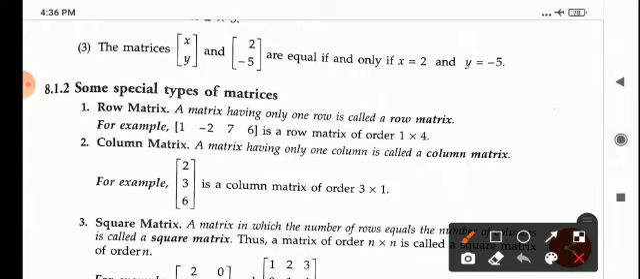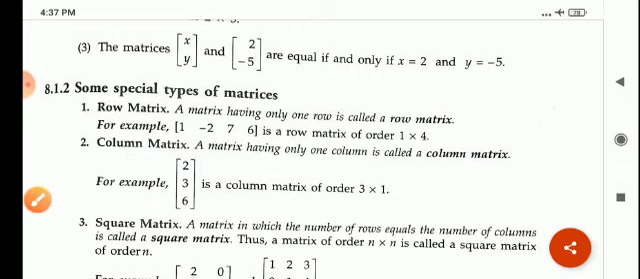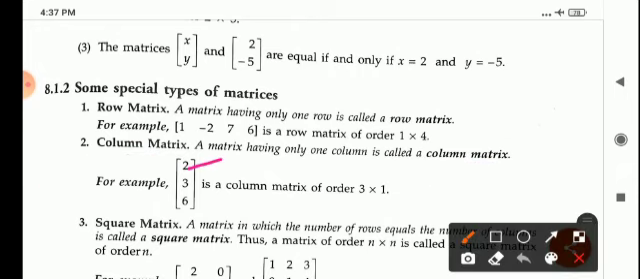Now, second part is column matrix. A matrix having only one column is called column matrix. For example, 2, 3, 6 is a column matrix of order 3 into 1.